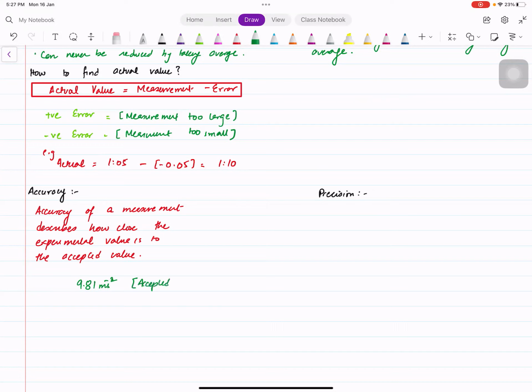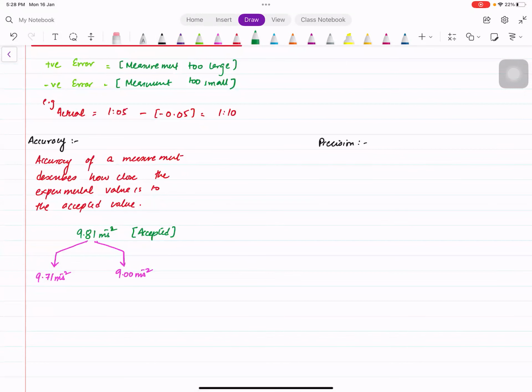Now, you did an experiment to verify that, and one person got 9.71 and the other person got 9.00. So obviously we can say this is more accurate than this one, right? Because it is closer to the accepted value. In any case, then the precision has two different definitions and depends on the situation, really.